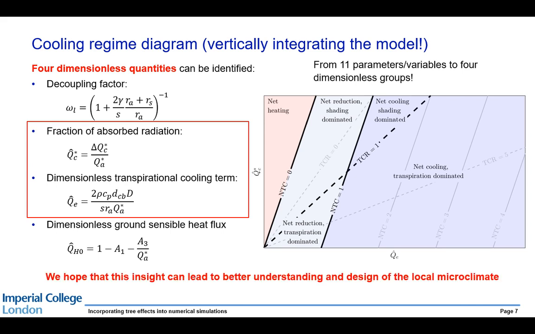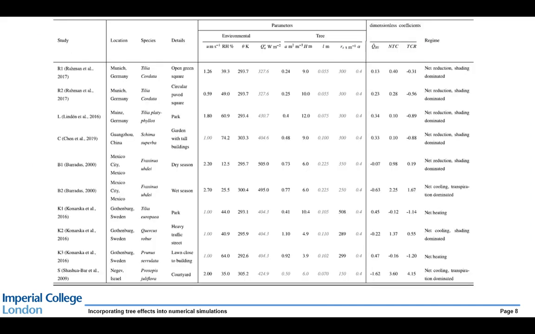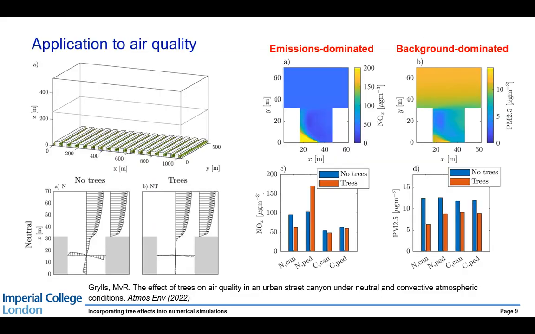And really, the point of this tool, what they hope is that people can just look and see, if we're building an urban area or looking at the climate, where do the trees sit within this space, the trees that we're dealing with. So then they went and looked at a load of different studies that have been carried out, and they used all the parameters from those studies to see where the trees in those studies would sit within that diagram. And you can see that across those studies, they found that they had net cooling, net heating, and net reducing trees.